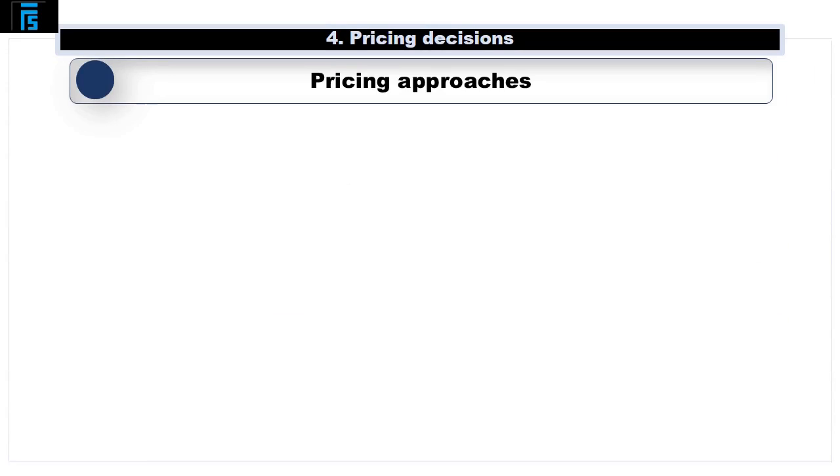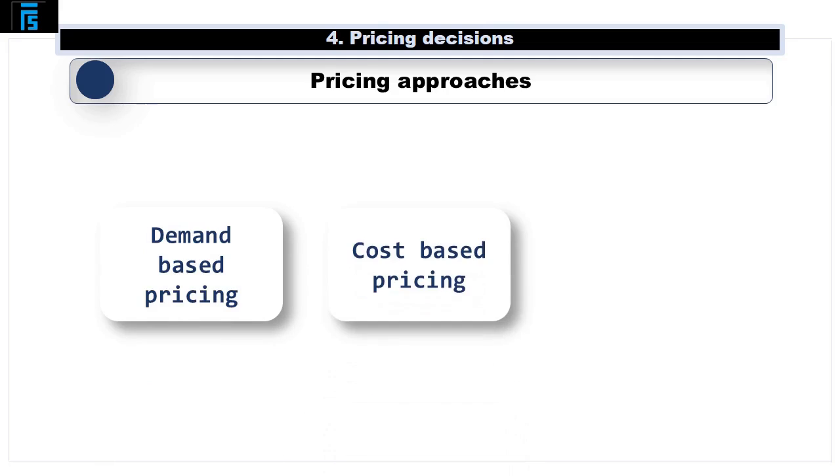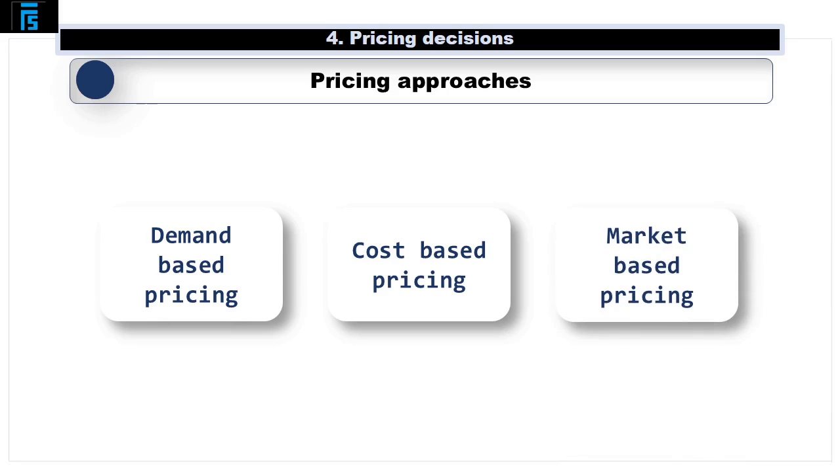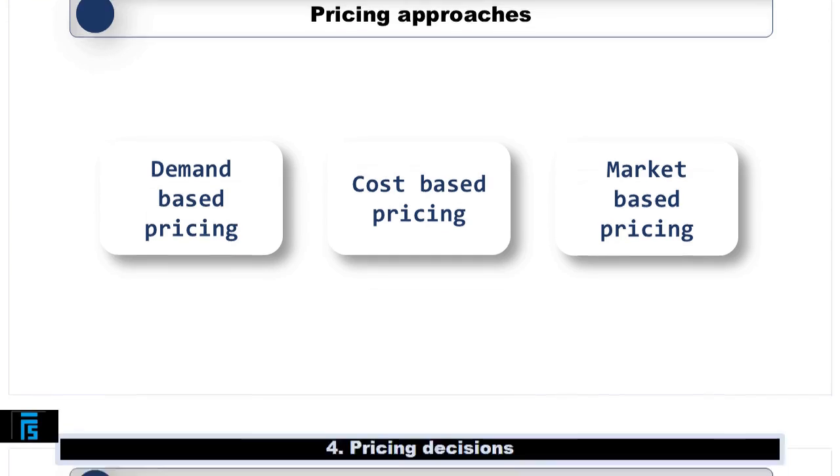In this session we are going to consider the different ways in which a business can price its products or services. There are three main approaches to pricing: demand-based pricing, cost-based pricing and market-based pricing, and we will deal with each in turn throughout this video. We will also consider other influences and factors that need to be considered when making pricing decisions.